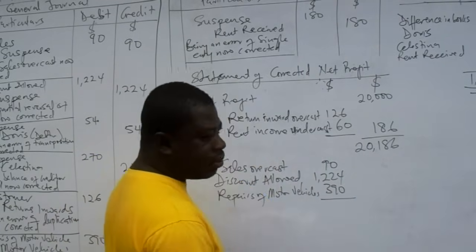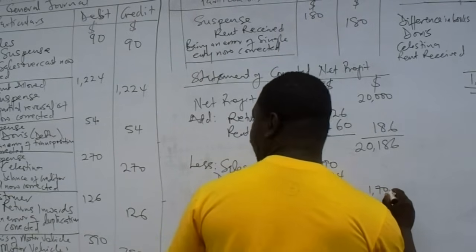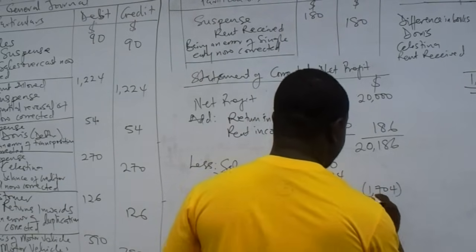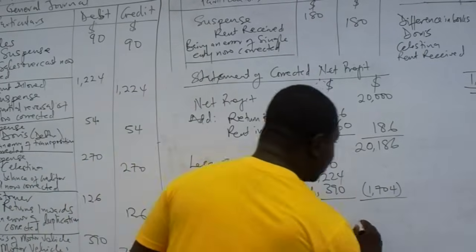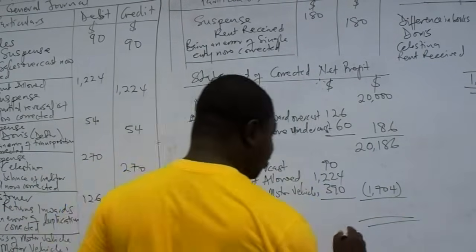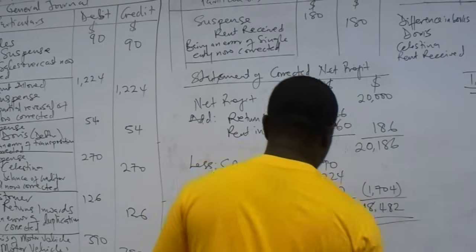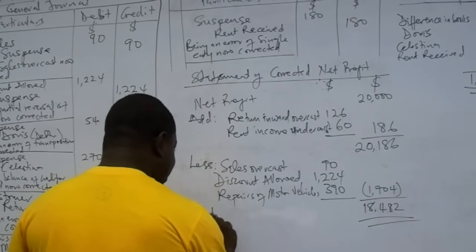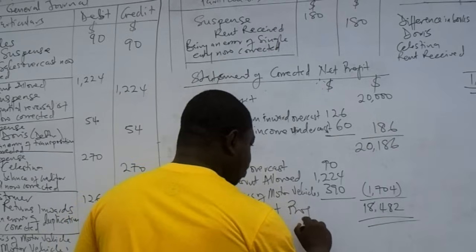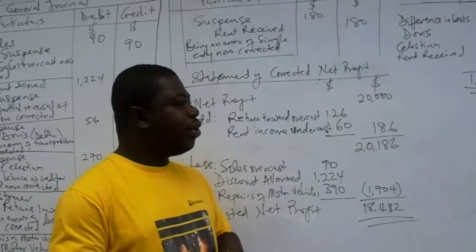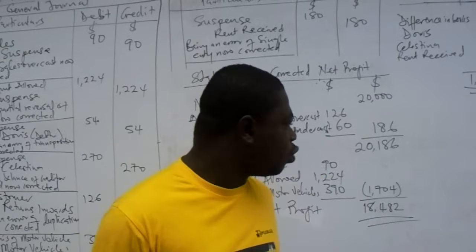We have to now add up this and then subtract from what we have here. So when you add up this three, you have $1,704. So I put it in brackets and I subtract from the total. And therefore, it means that my adjusted net profit will be $18,482, which I call adjusted net profit. And so now we have adjusted the net profit. This is the correct net profit reported for 2019.